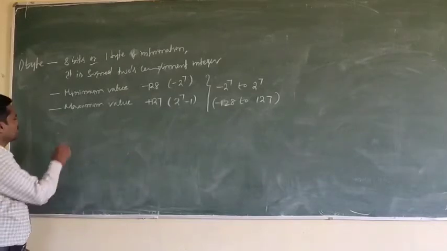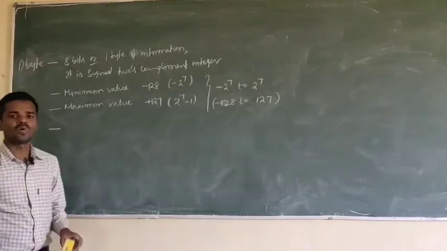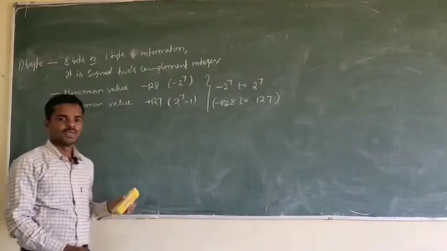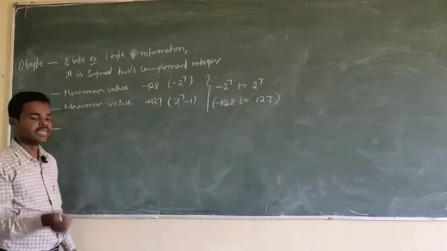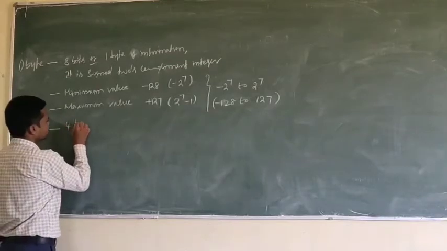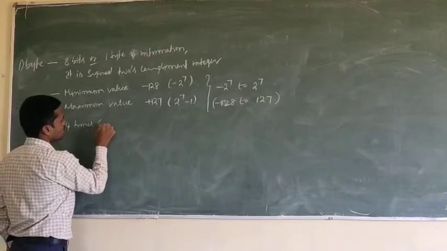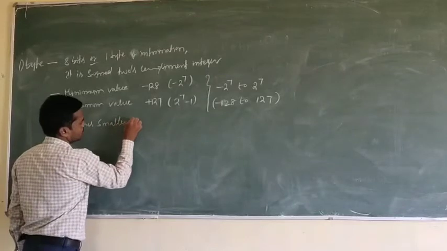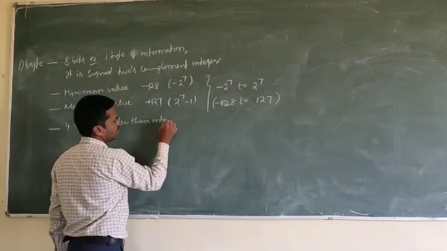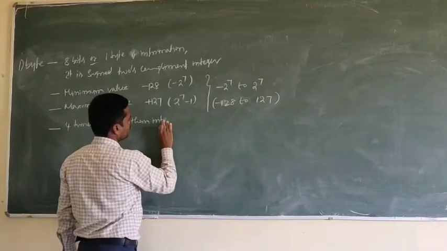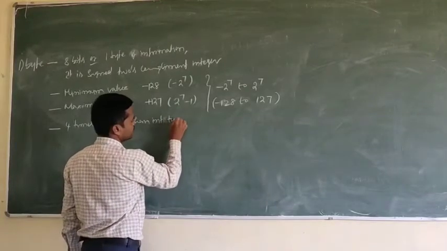So the byte data type is used to store the smallest values of integer type. This byte data type is 4 times smaller than int type.